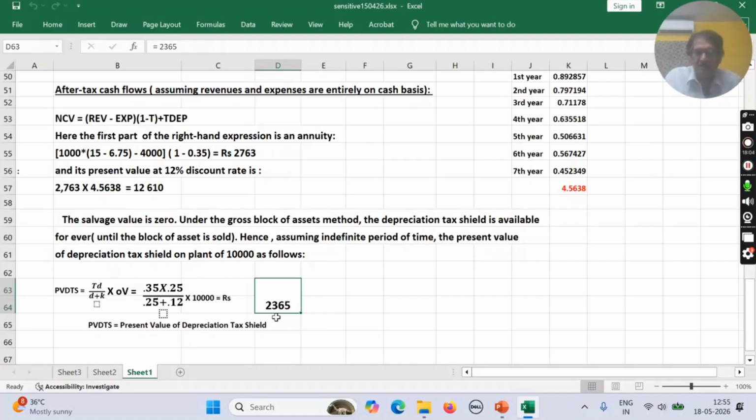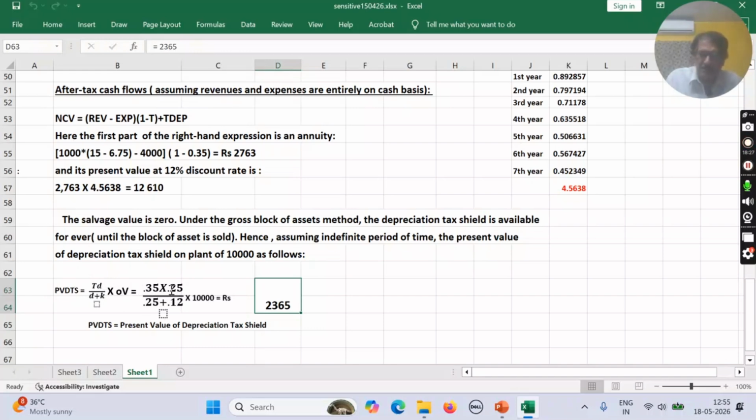And how is the depreciation amount calculated? It is the reducing balance WDV method. The initial value is 10,000 and year after year at the rate of 25% it is decreasing until it reaches 0. If you consider that concept, you can apply this formula. I am not going to discuss this formula.